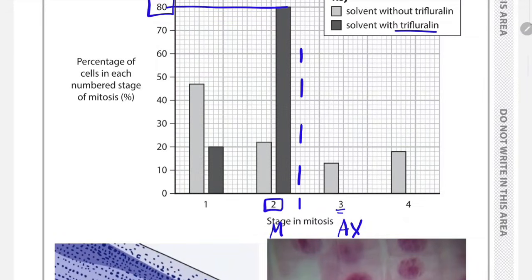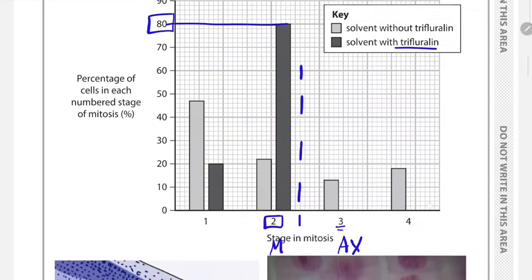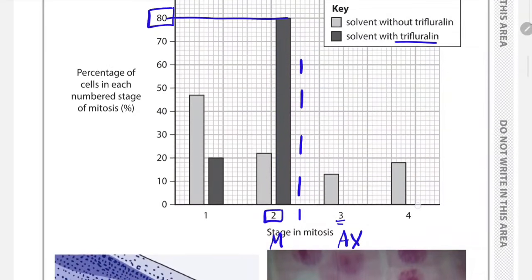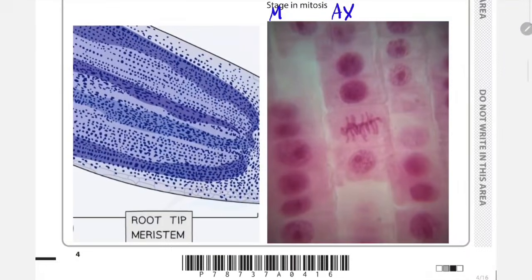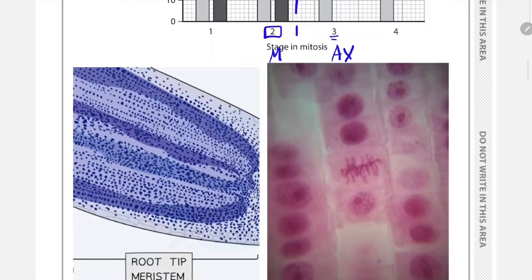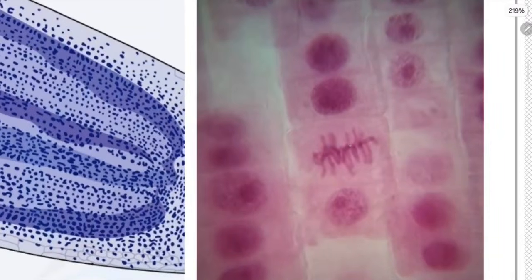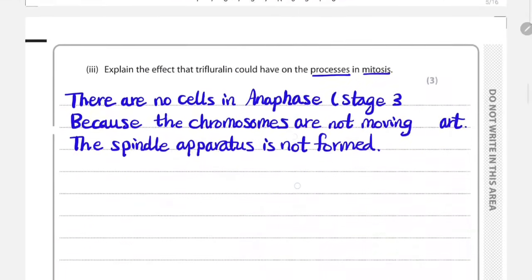The trifluralin has stopped the spindle apparatus from forming. There were no spindle fibers and the chromosomes were not moving apart. We know, of course, that in anaphase the chromosomes move apart to each side of the cell poles. So if these chromosomes were not pulled apart to each pole of the cell, this means that there were no spindle fibers formed to pull them apart. We had no spindle fibers. And this is going to be my explanation.